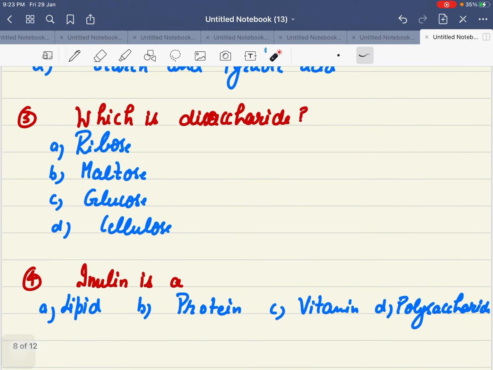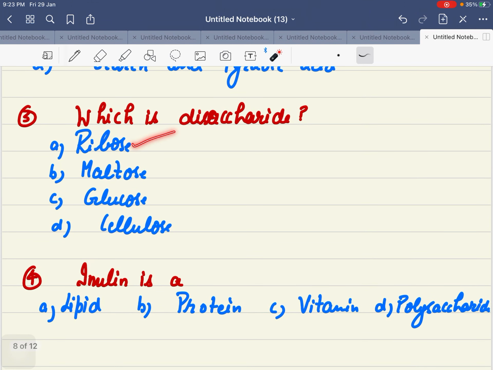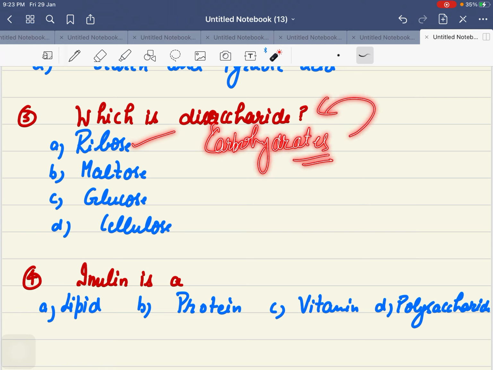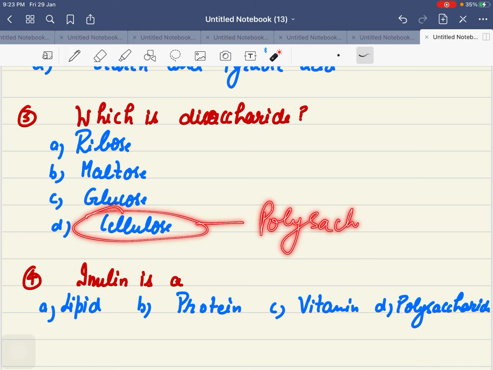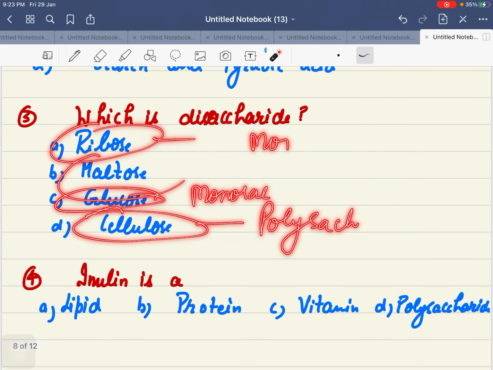Which one is a disaccharide? Ribose is a monosaccharide. Go to my carbohydrate revision video. I gave you structures there also and told you which one is a monosaccharide. You know that cellulose is a polysaccharide, so one option is gone. Glucose is a monosaccharide, so another option is gone. Ribose is a monosaccharide. So what is left?